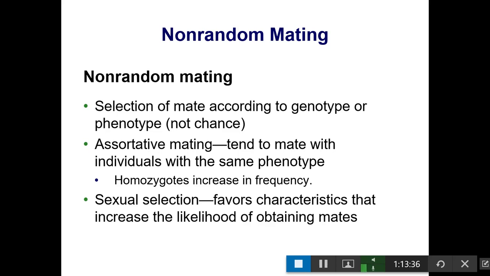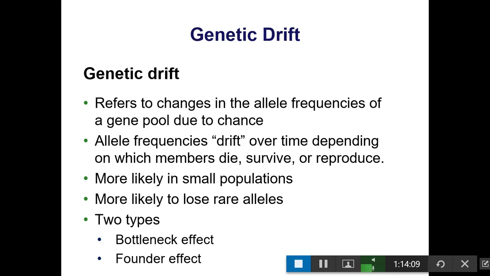We mate with individuals that we are attracted to, that have a good personality that melds with ours. Assortative mating is where we tend to mate with individuals with the same phenotype. So we'll see that in species as well. In this scenario, our homozygotes increased in frequency. Again, sexual selection, we discussed that as well, where we favor characteristics that increase the likelihood of obtaining mates. Genetic drift, this is where we have changes in the allele frequencies due to chance.